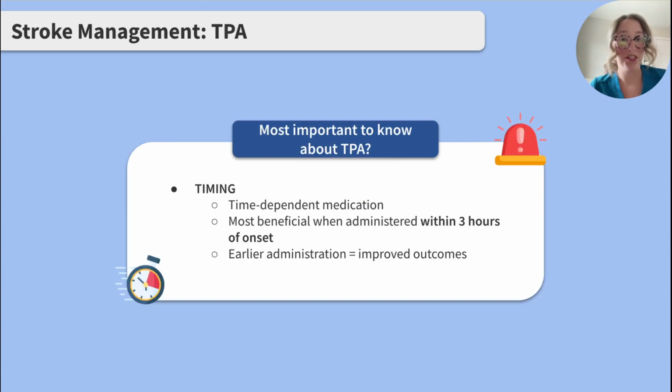What is the most important thing to know about TPA? Timing. TPA is a highly time-dependent medication and is most effective when administered within 3 hours of stroke onset. The earlier it can be administered, the higher the likelihood of reducing stroke-related damage and improving client outcomes.